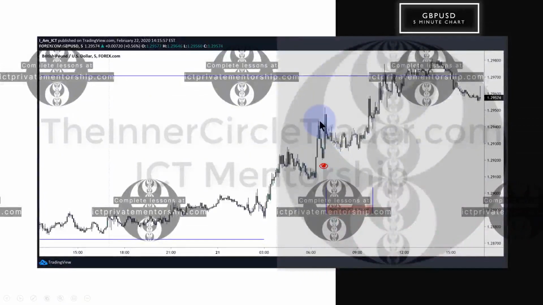Now, looking at this run here and then a run here and then retracing, if you're new to what I teach, that would probably feel uncomfortable because you're going to be looking at indicators and they're going to be flashing bearish divergences like crazy here.